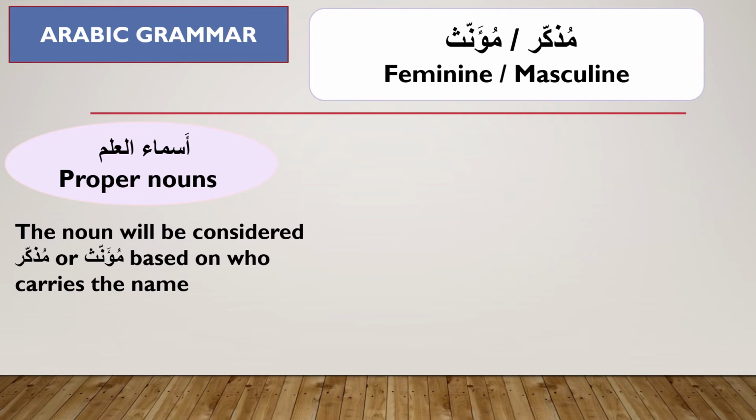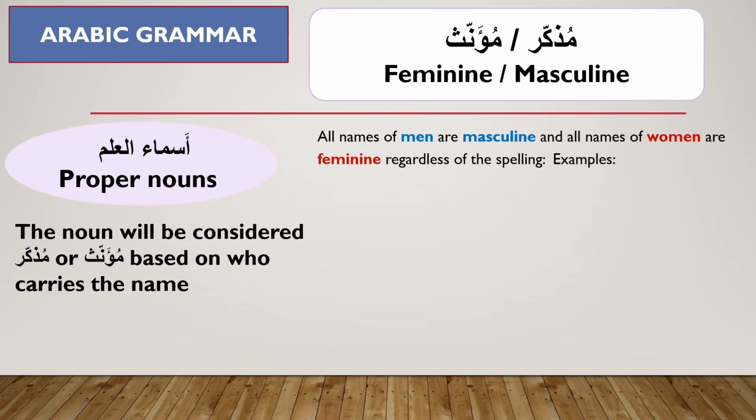If the person or the place or the thing that carries that name is a feminine noun, the name automatically will be a feminine noun. And if the person or the place or the thing that carries that name is a masculine noun, automatically the name will be a masculine noun. All names of men following that rule will be masculine, and all names of women are feminine, regardless of the way we write these names.